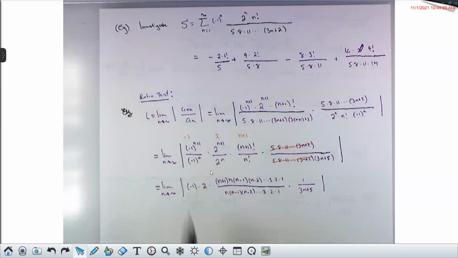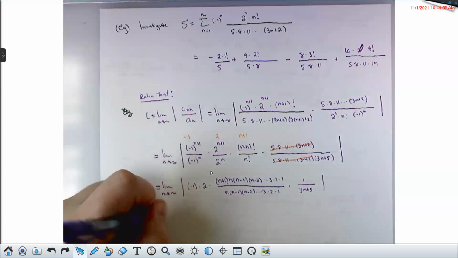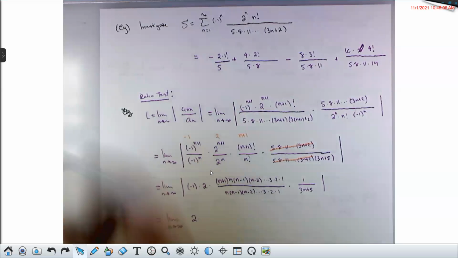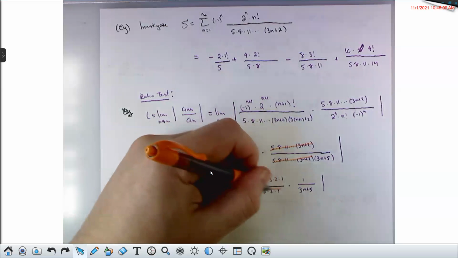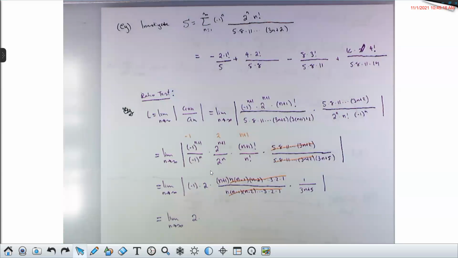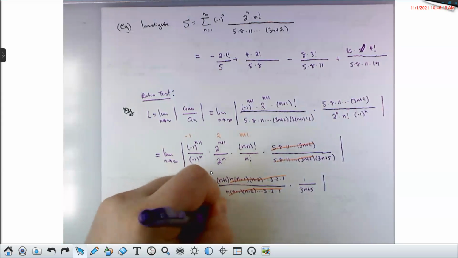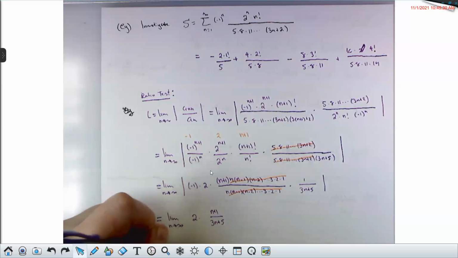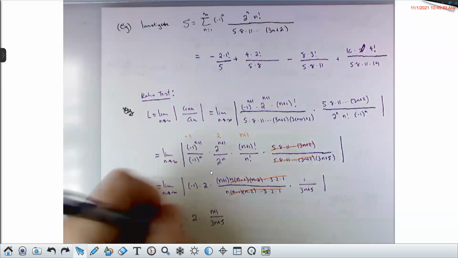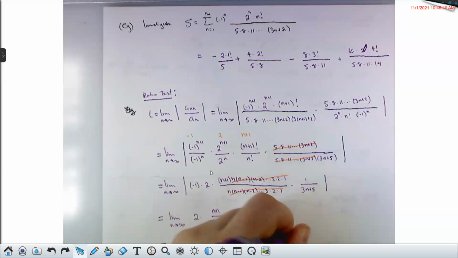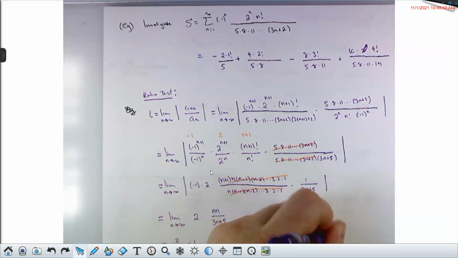The absolute value is just going to get rid of the negative 1 factor here. The 2 can come out. I'll just write it like this. This is the limit as n goes to infinity of 2 times, here, the n factorial downstairs will cancel with the copy of n factorial hiding within n plus 1 factorial. So I've got n plus 1 over 3n plus 5. And n plus 1 over 3n plus 5 goes to 1/3. So the whole limit here is 2/3, which is less than 1. So S converges absolutely by the ratio test.